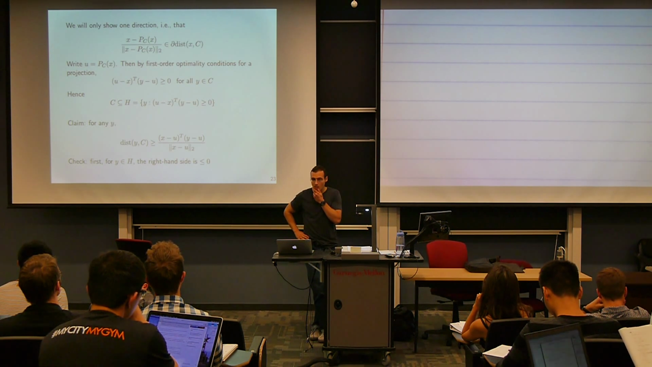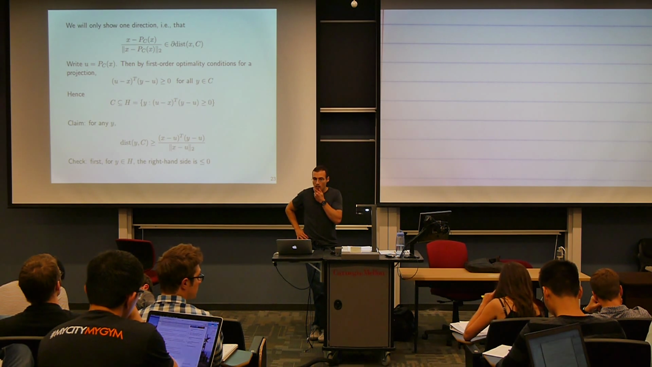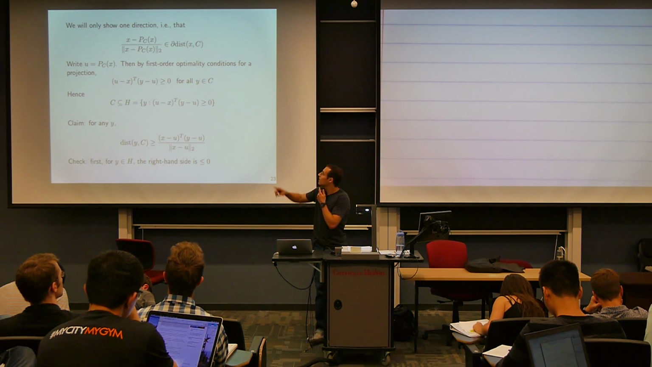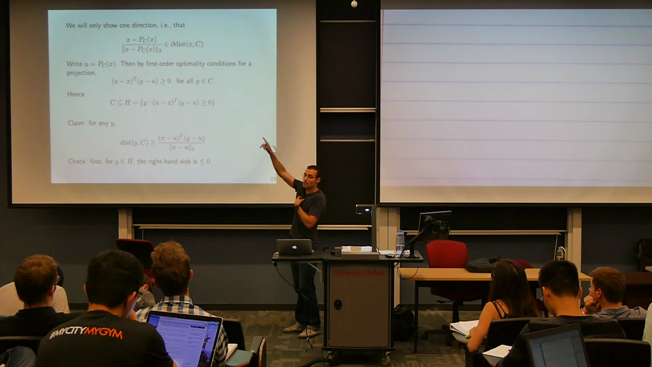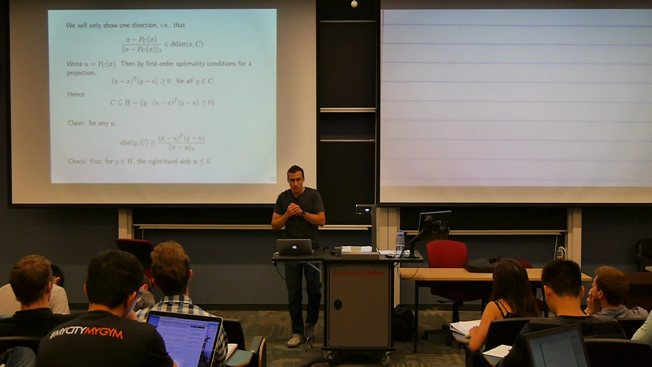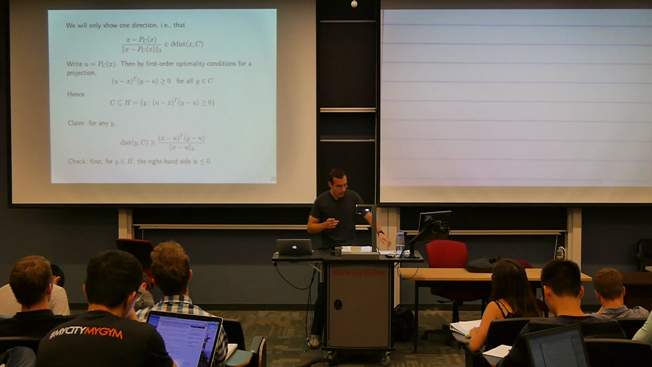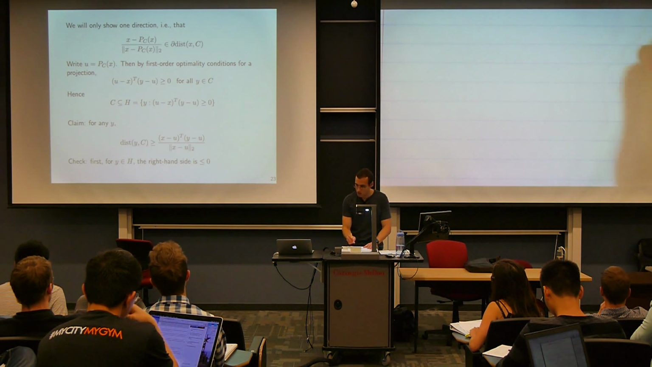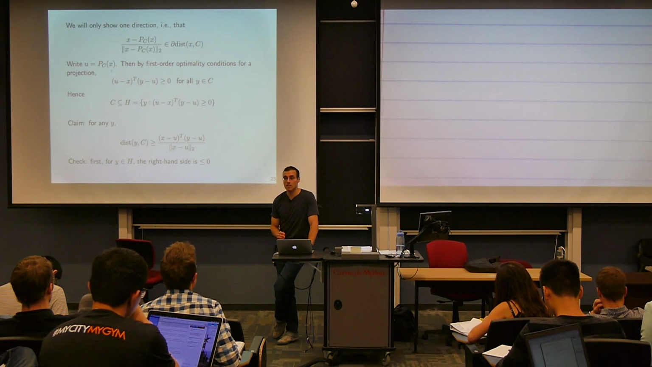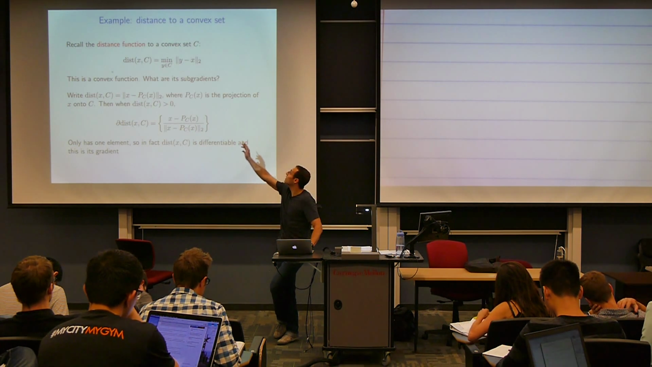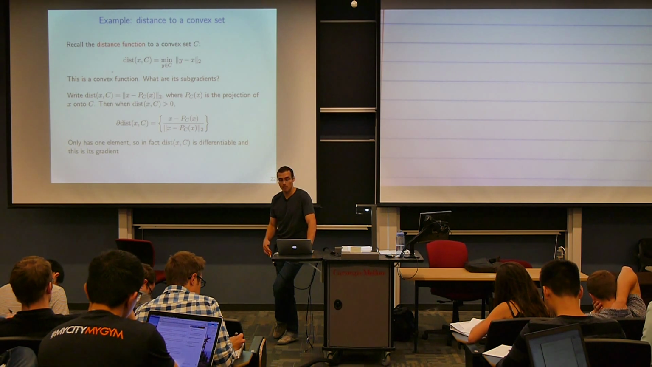And it's going to proceed like this. So we're going to prove that x minus its projection divided by the norm of that vector is a valid subgradient. The way we're going to do that is we're going to first write u to be the point that's closest to x in the set C. So that's actually the point that achieves the minimum there, right? That's the argmin. That's u.